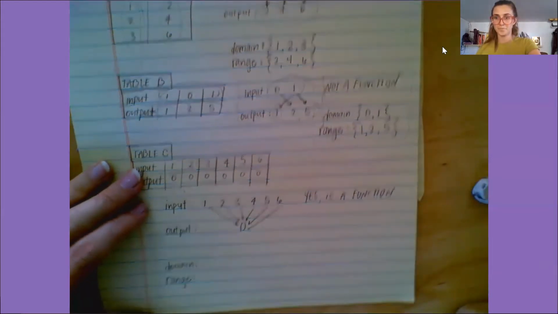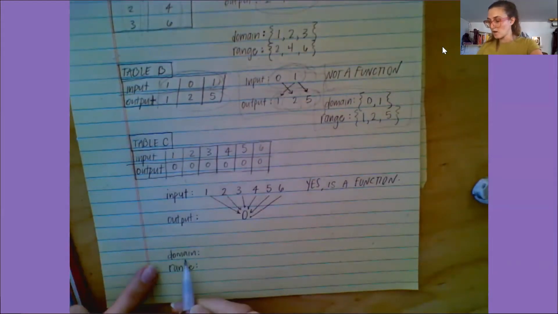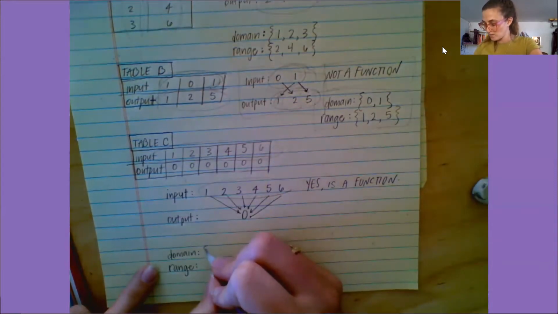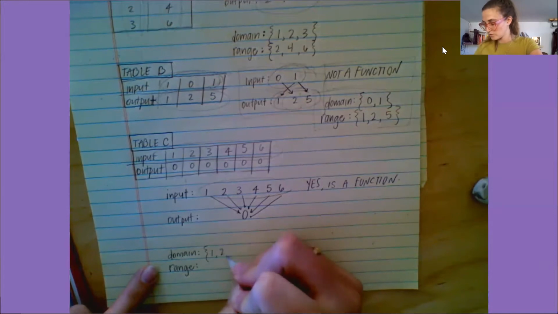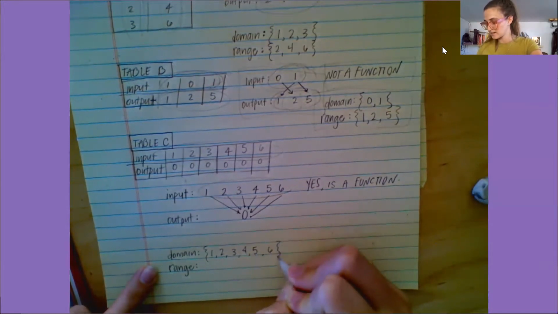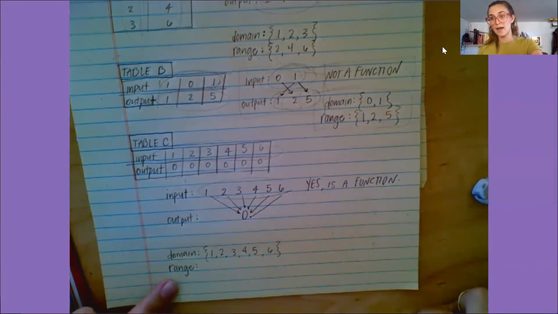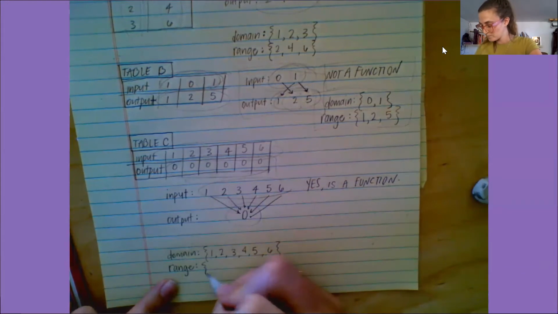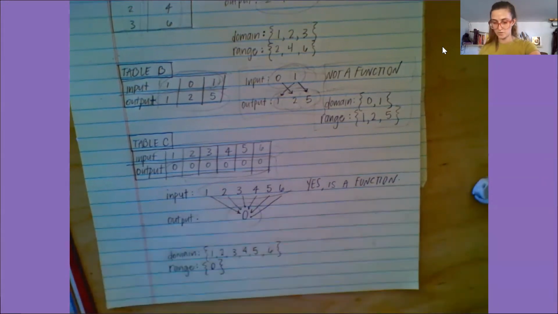Okay? My domain are my input values. So that will be 1, 2, 3, 4, 5, and 6. My range is my output value, which is just 0. Right? And that covers that.